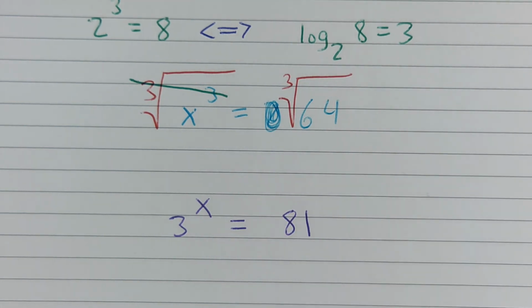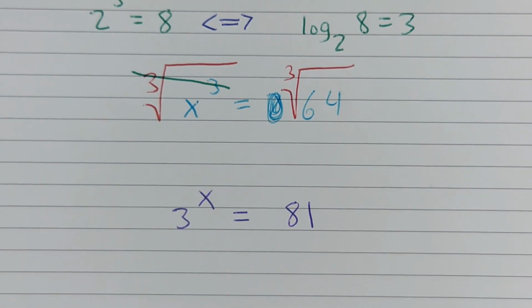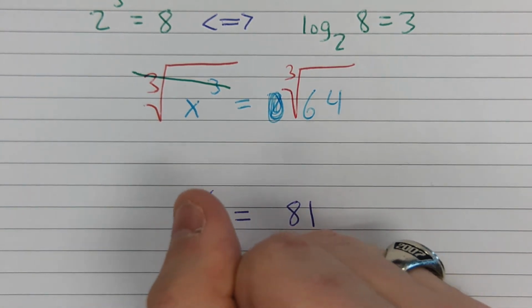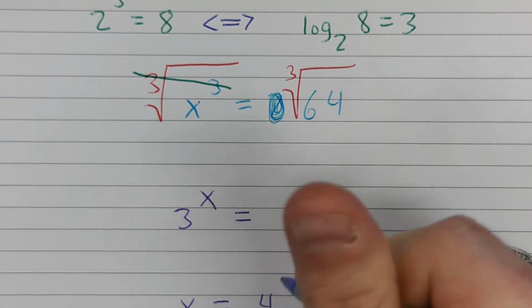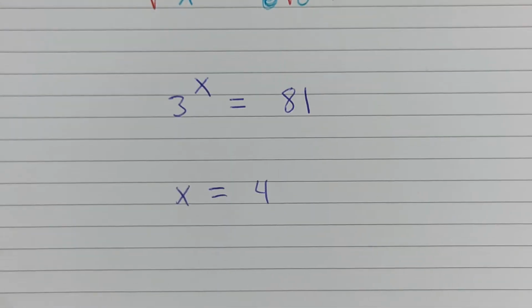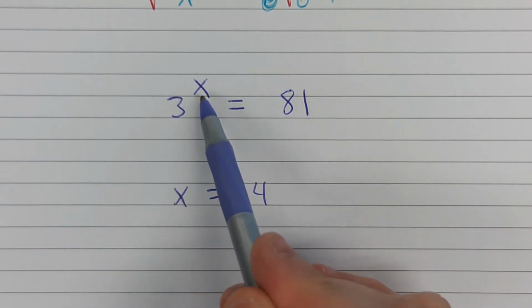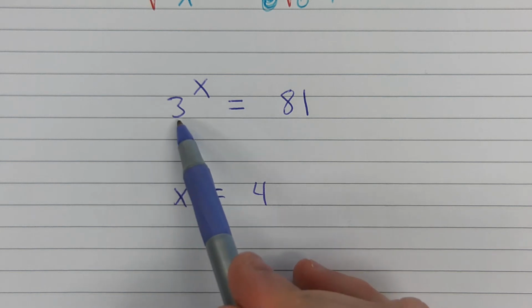Now you might know what the answer is. You might know that the answer is 4. But that's not good enough. What operation allowed you to write x equals 4? There must have been an operation. There must have been a way to get this alone. That means there must have been a way to make that go away.